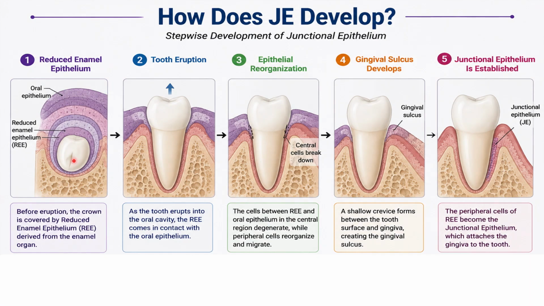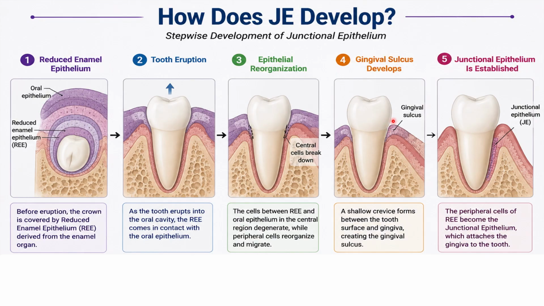Now let's understand how the junctional epithelium develops. Before eruption, the crown is covered by the reduced enamel epithelium, which is derived from the enamel organ. As the tooth starts erupting into the oral cavity, the reduced enamel epithelium comes into contact with the oral epithelium. Now the cells between the reduced enamel epithelium and the oral epithelium in the central region degenerate, while the peripheral cells reorganize and start migrating.